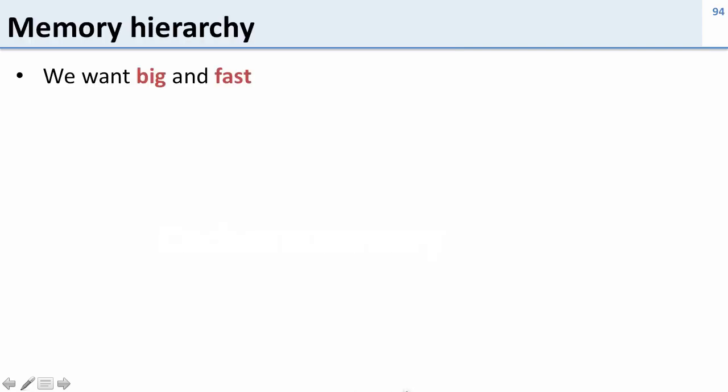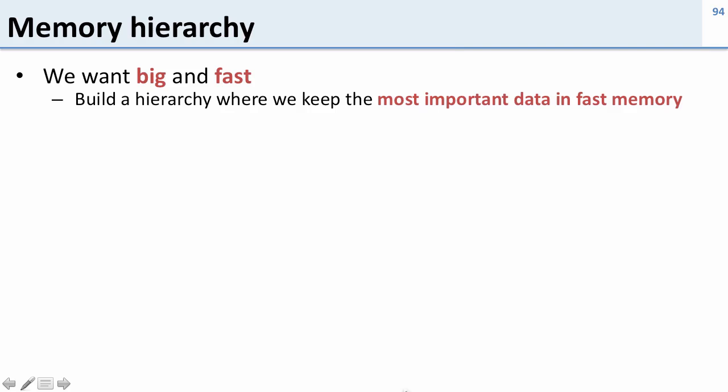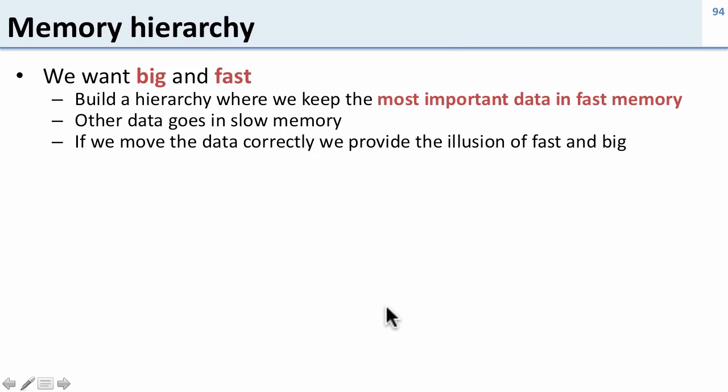So let's summarize what we've learned about caches so far. We did all of this because we want memory that's both big and fast. And we discovered we couldn't actually do that. So what we do instead is we build a hierarchy and we keep the most important data in the fast memory. If we have data that's less important, we put it in the slow memory. And if we do this the right way, we get the illusion of a fast and big memory.